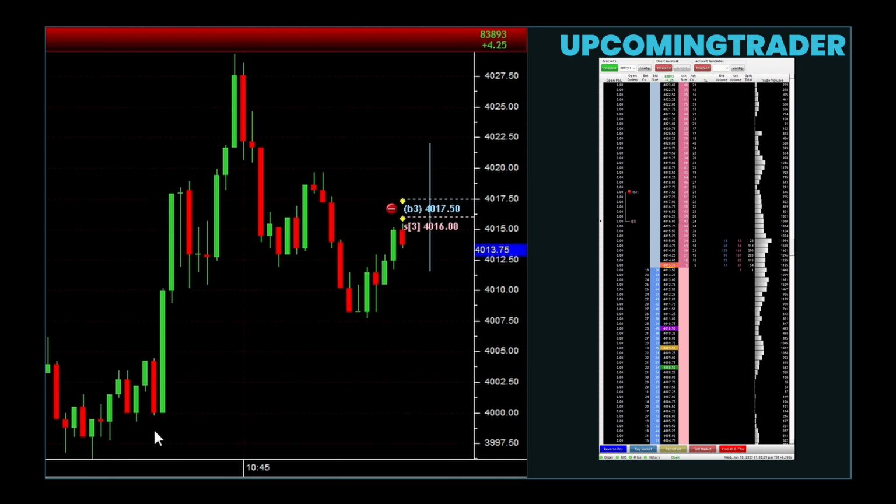The pattern consists of a central peak, the head, flanked by two smaller peaks, the shoulders. If the price breaks below the neckline of this formation while also crossing below an exponential moving average, it is a strong signal that the trend is reversing and provides an excellent opportunity to consider a sell position.